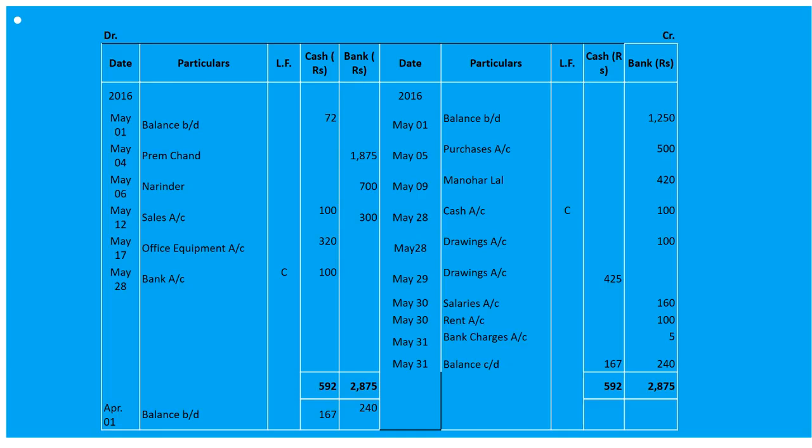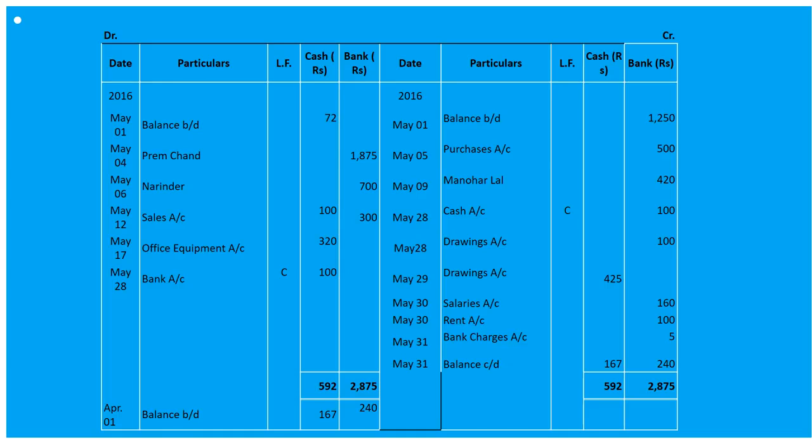May 4, received from Prem Chand a check of rupees 1875 in full settlement of his account of 1900. So to Prem Chand, this amount 1875 will go in bank. Now fifth, bought goods and paid by check 500. By purchases account, 500 will be written under the bank column. Now on May 6, Narendra settled his account 700 by check and this was banked on the same day. So to Narendra account, and under bank we will write 700.